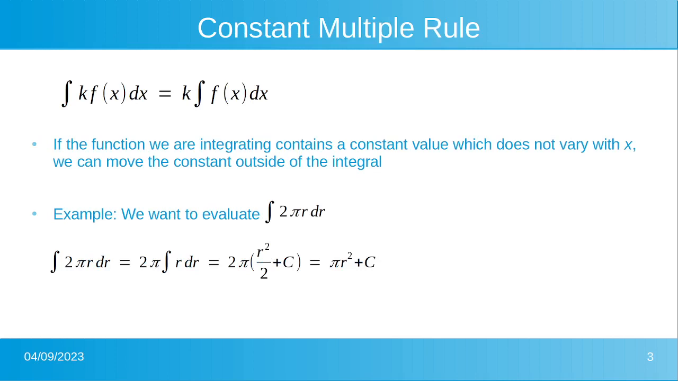So our first rule that we're going to discuss is called the constant multiple rule. That's displayed here at the top of the screen. We can read this as the indefinite integral of some constant k multiplied by a function f of x with respect to x is equal to some constant k multiplied by the indefinite integral of f of x dx.